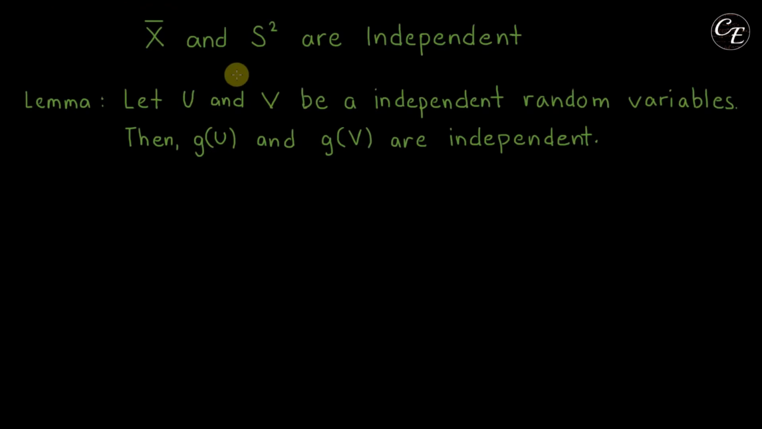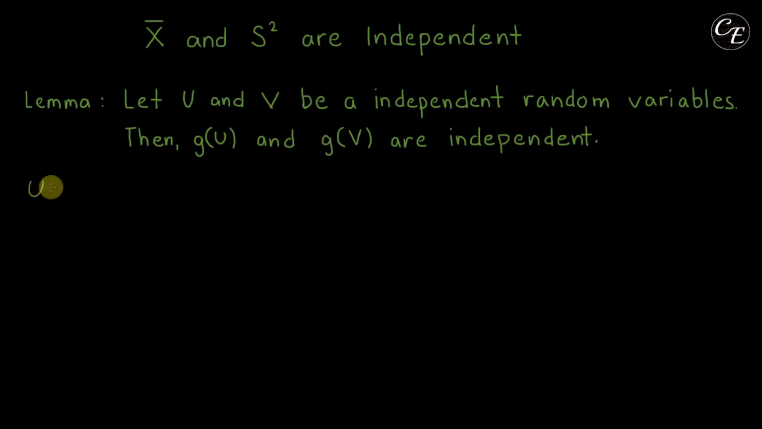Hello everyone, in this video, I'm going to show you how to prove this theorem that the sample mean and sample variance are independent. Now, to prove this theorem, we need to use this lemma that if we have two random variables, let's say u and v, and they are independent of each other, then g of u, which is a function of u only, and g of v, which is a function of v only, are independent.